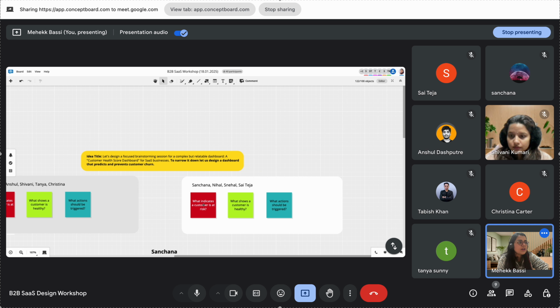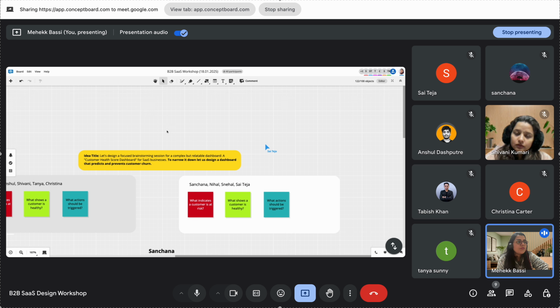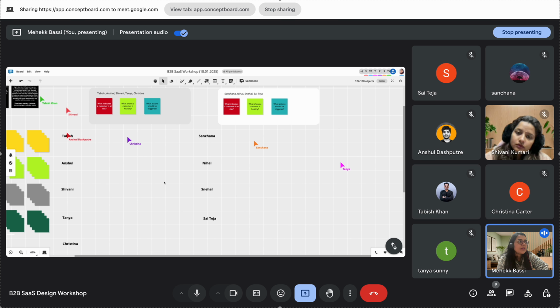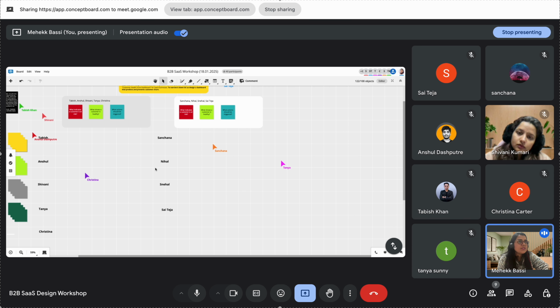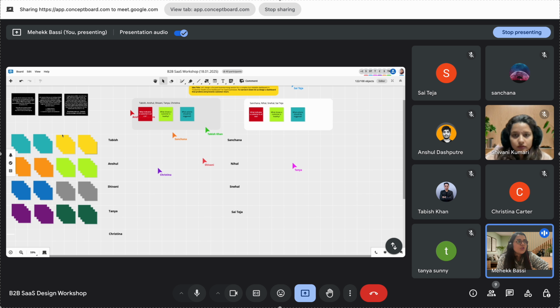Right, so let's come back here again. Let's design a focused brainstorming session for a complex but relatable dashboard, which is a customer health score dashboard for a SaaS business. To narrow it down, we have to design a dashboard that predicts and prevents customer churn. The activity that I want all of you to participate in is this: you are divided into two teams, and as you can see, your names are there, and the questions here are exactly the same. There's nothing different happening between the two teams. The questions that you have to ideate or brainstorm on are indicated in red, green, and blue.